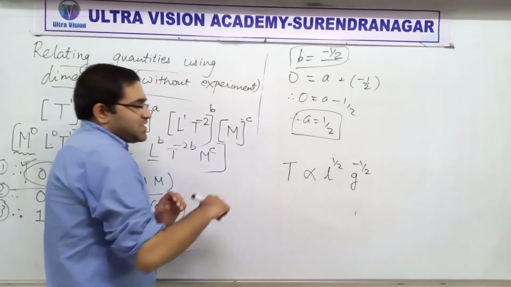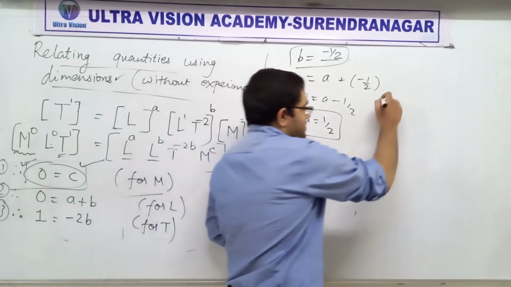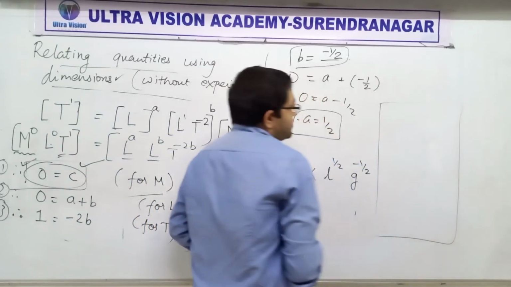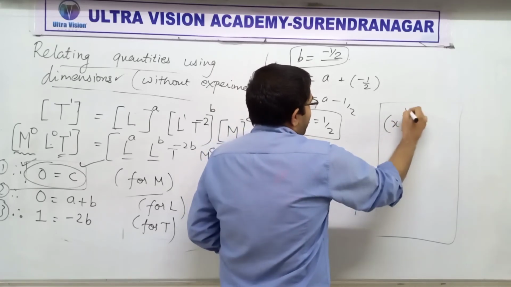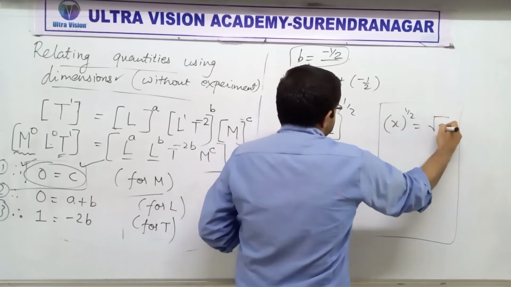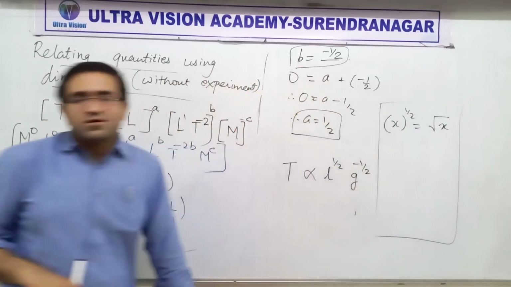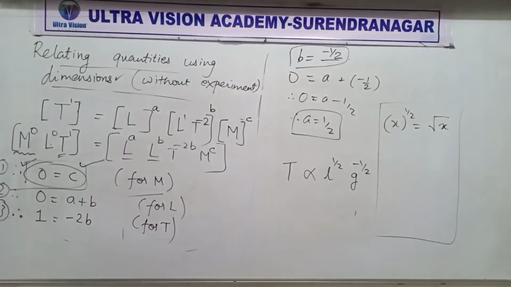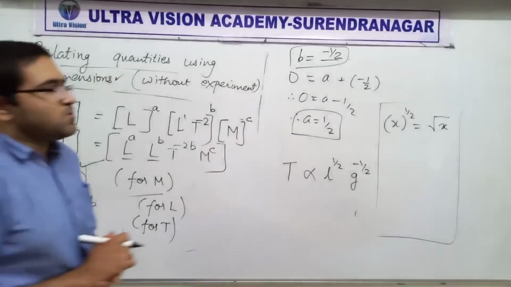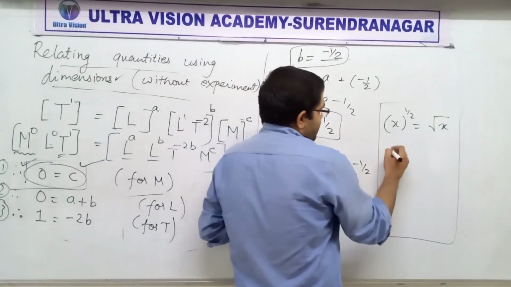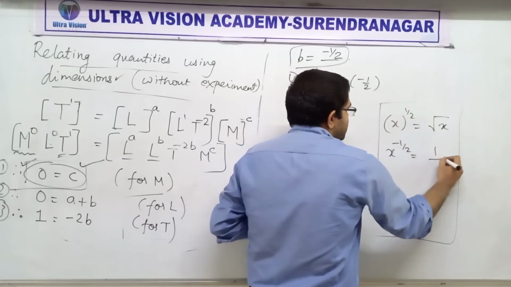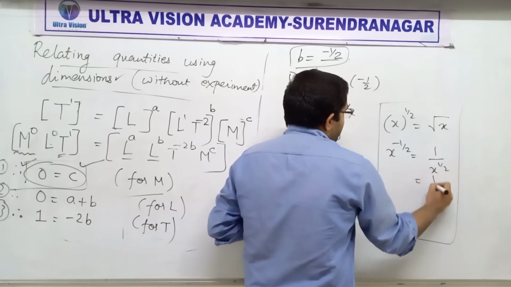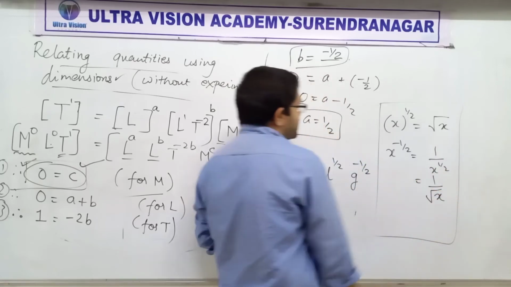What this means is, listen to this very carefully. Do you know that x raised to half is root x? Do you know this or not? Similarly, x raised to minus 1 by 2 is 1 upon x raised to 1 by 2, or 1 upon root x. Clear or not clear?